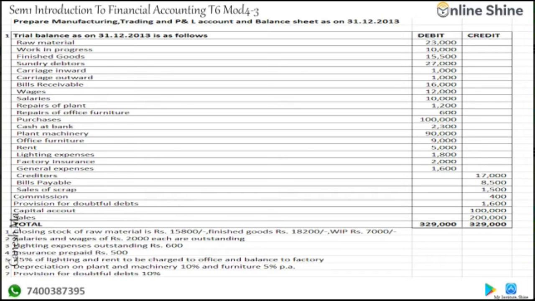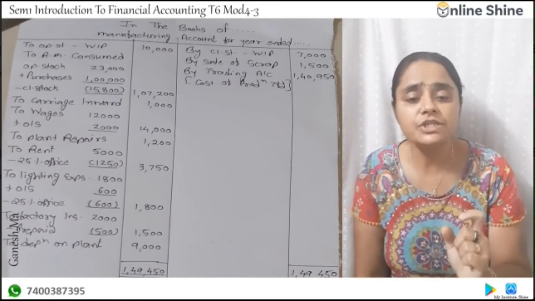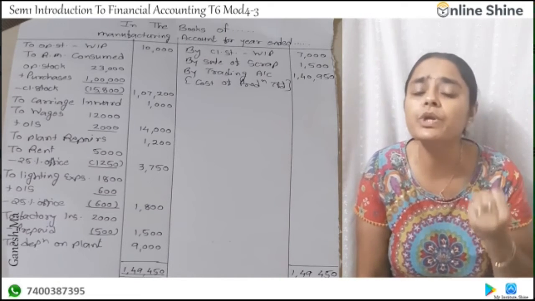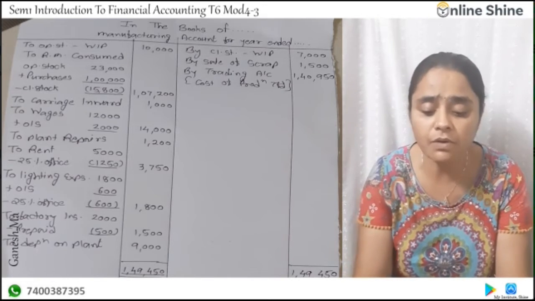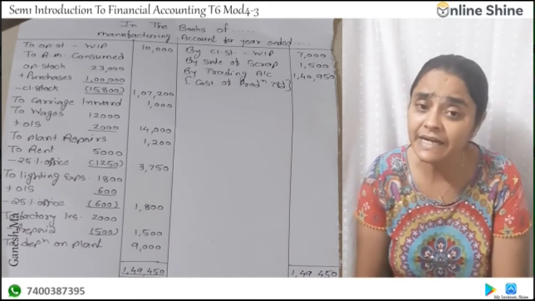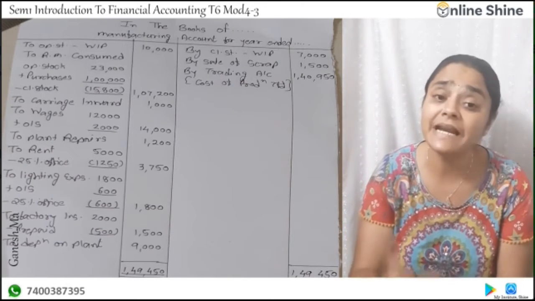So now the next part that remains after finishing all the posting and all the adjustment effects is the closing entries, that is, closing one by one each account. Our first account is the manufacturing account. I already told why the manufacturer prepares the manufacturing account, so that he comes to know the cost of production of the goods produced by him. In my manufacturing account, all the items have been posted, and lastly the balancing figure on the credit side is rupees 1,40,950. That is my cost of production and that is my balancing figure.